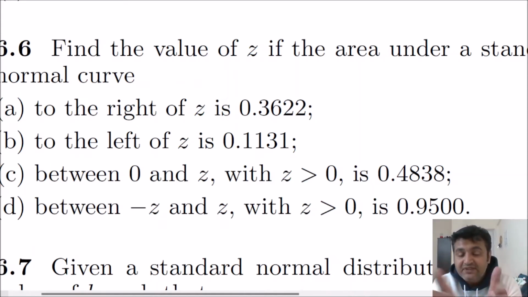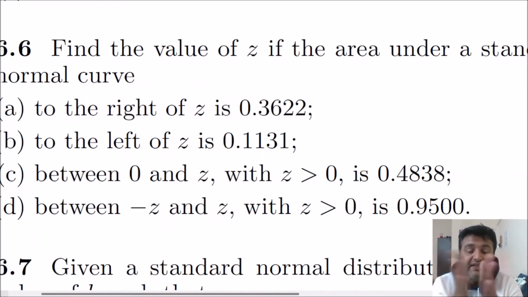Now minus z to z is given to you. So what will be the area from 0 to z? You simply divide this by 2, right? Because the area is equally distributed. When you divide this by 2, you get 0.4750. What is this number 0.4750? It is the area from 0 to z.